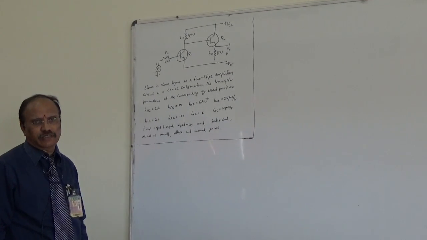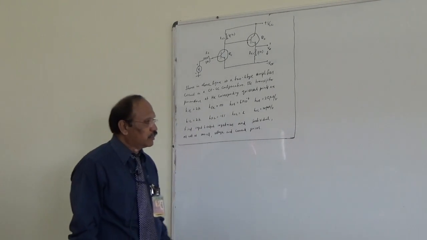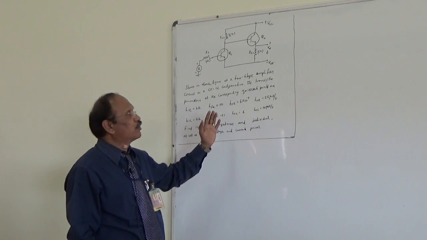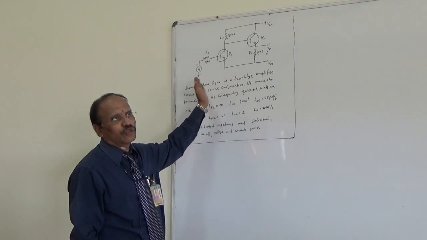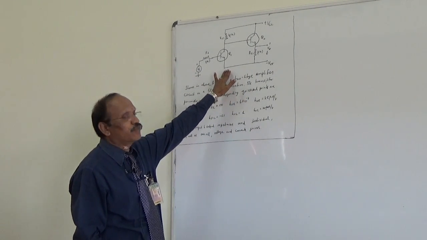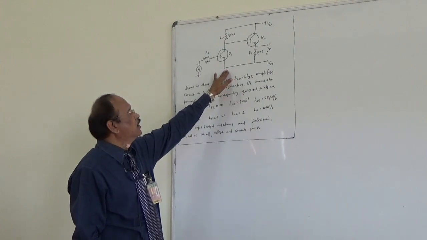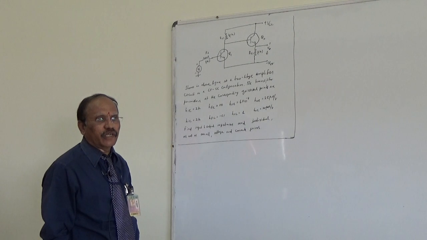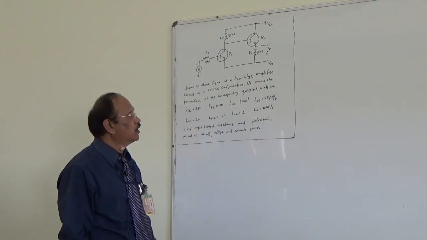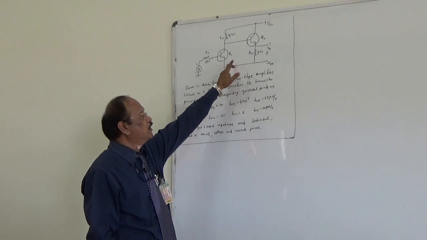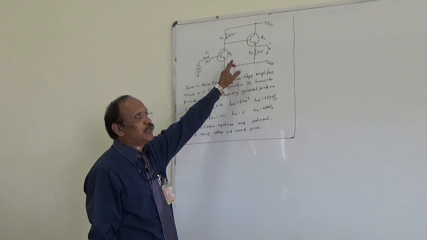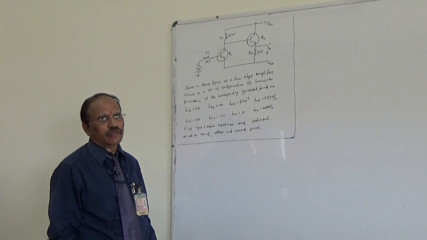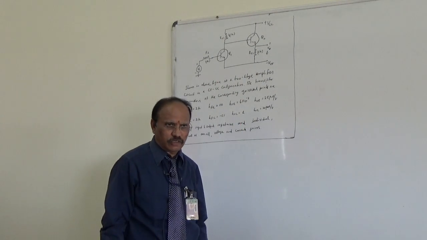As I told earlier, in this kind of problem we have to proceed from the last stage to the first stage. We cannot start from the first stage because the formula AI is given as minus HFE divided by 1 plus HOE into RL. That RL is the load resistance of this first stage, which cannot be calculated until you know the input impedance of the next stage. So it is better to start with the last stage.